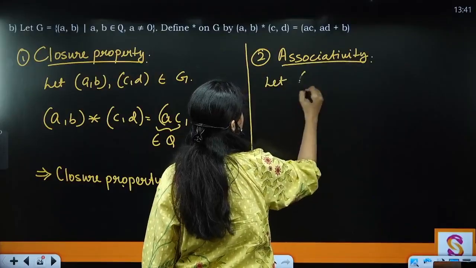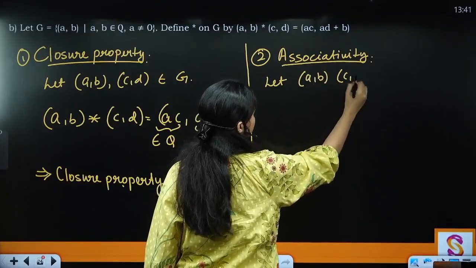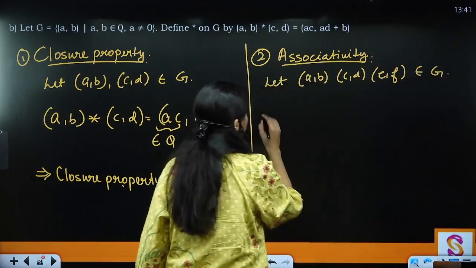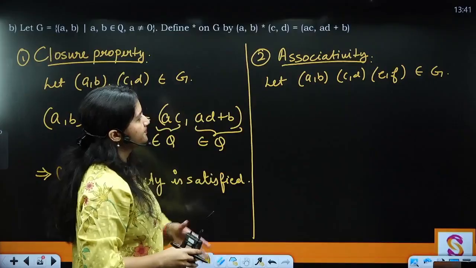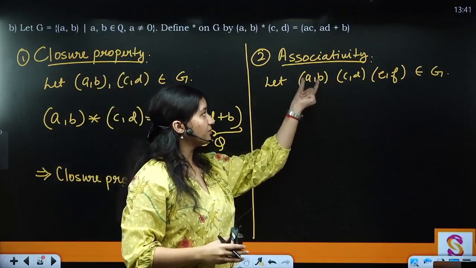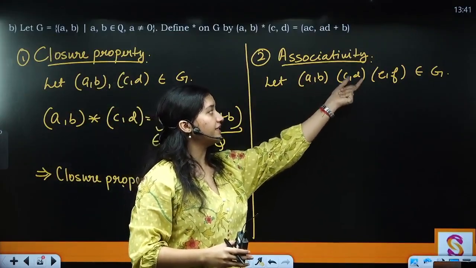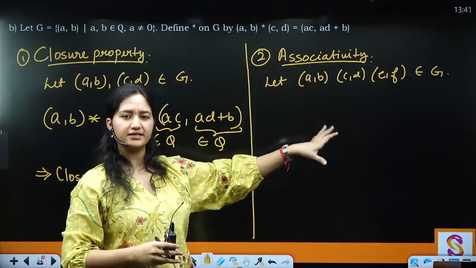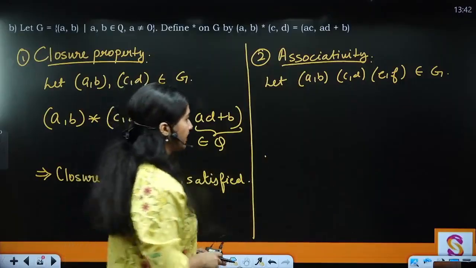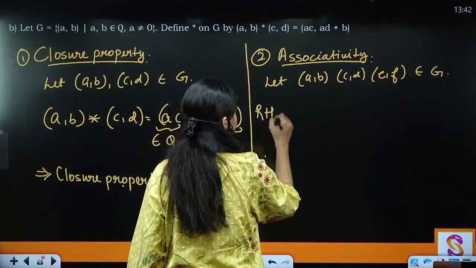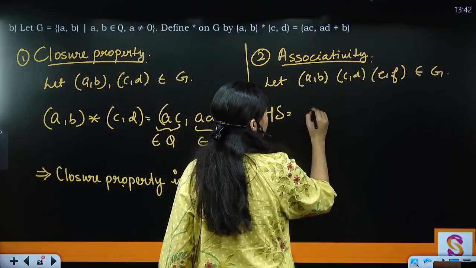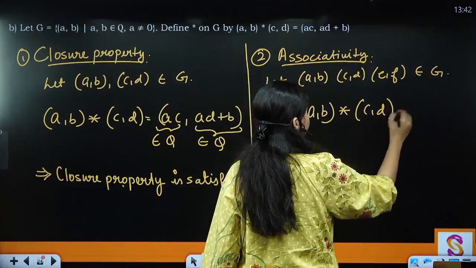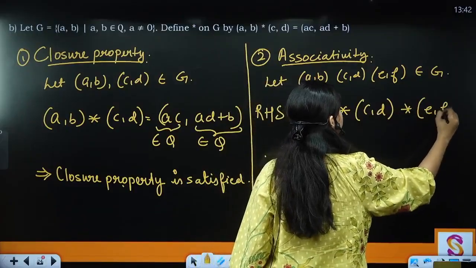Let (a, b), (c, d) and (e, f) belong to the set. Now we are supposed to check associativity: (a, b) operation (c, d) operation (e, f). This is going to be a lengthy one, so I'm first going to take the right hand side, then we'll take up the left hand side. So RHS will be (a, b) operation ((c, d) operation (e, f)).